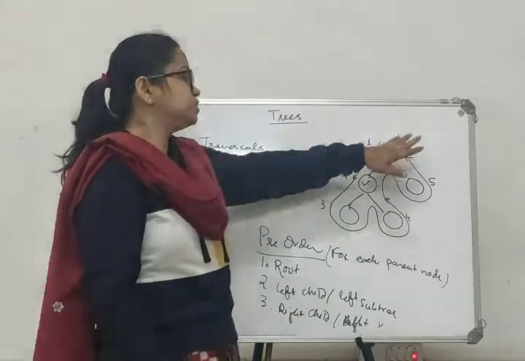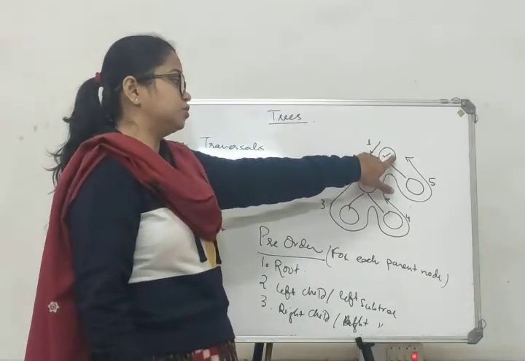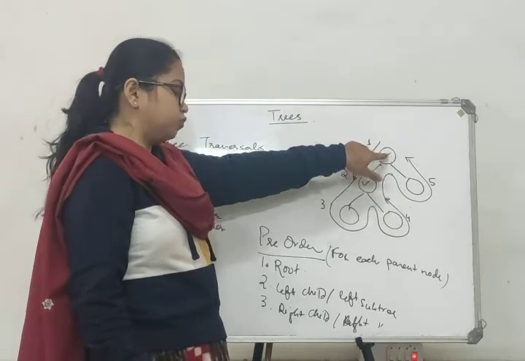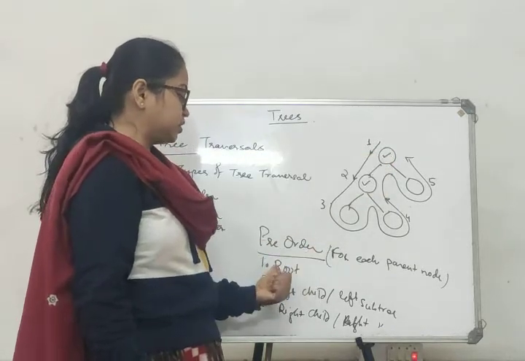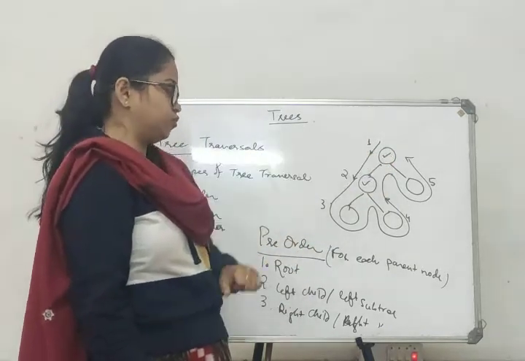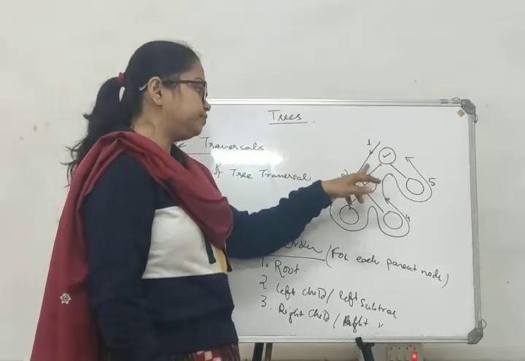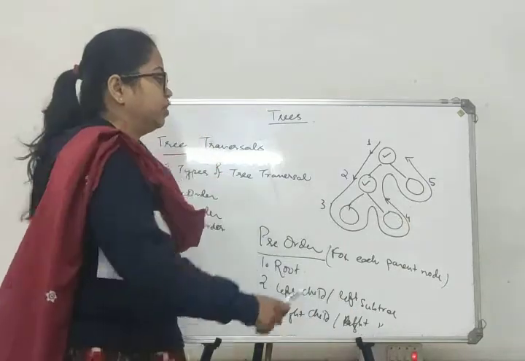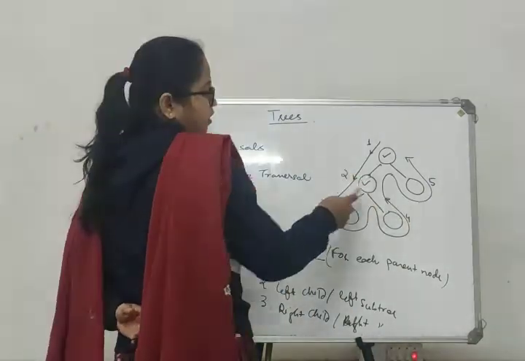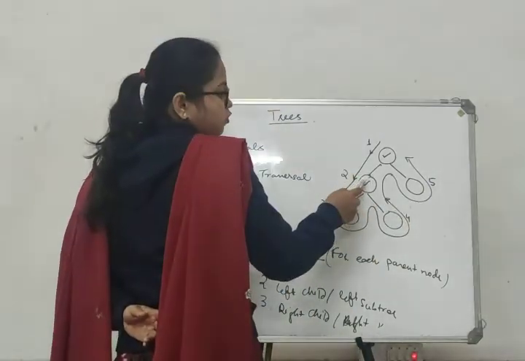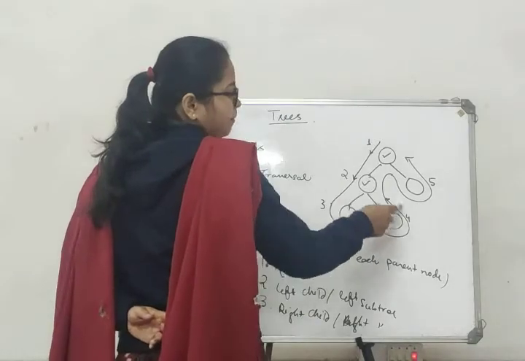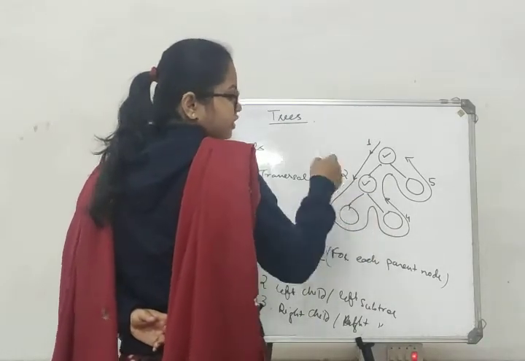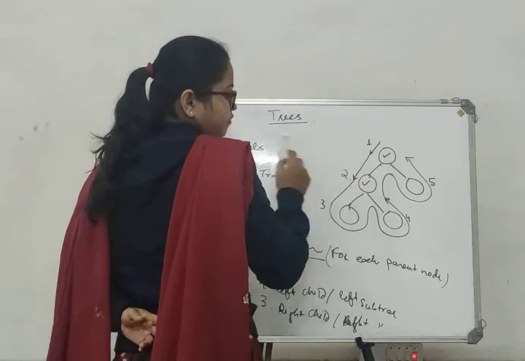Okay. So starting from this, for this root, we have to visit root first. Since pre-order asks to visit root first, we visited root first. Then after that, we have to visit the left subtree, then right subtree. So first we will visit the left subtree. Coming to the left subtree, the root we have to visit first because we have to apply pre-order traversal on this tree as well. So first we will visit the root.